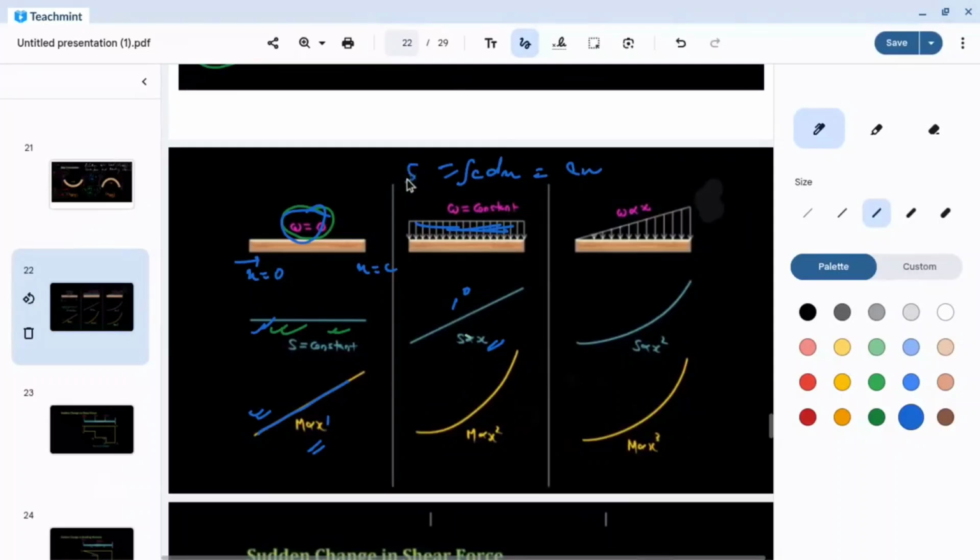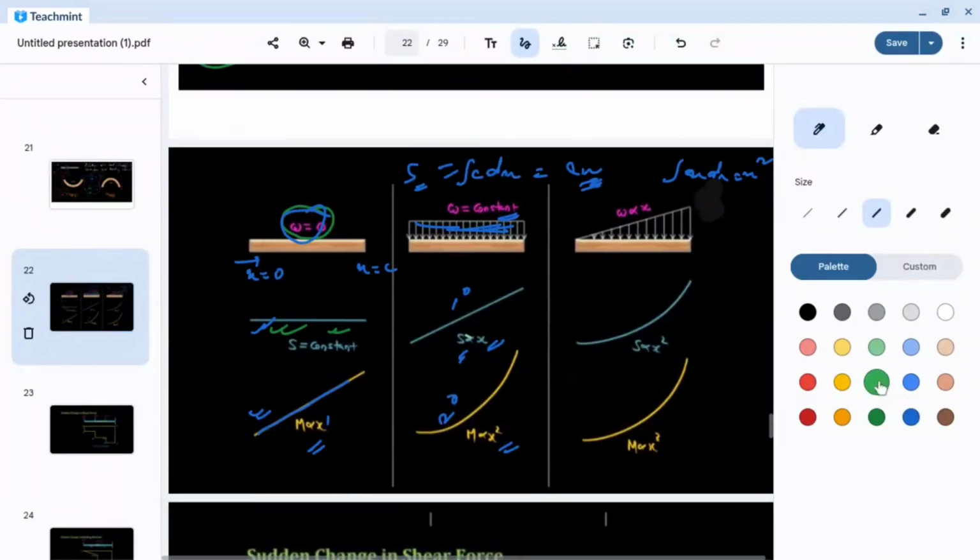Your shear force value is varying with x. Shear force is varying with x. So again, this is cx, and again integration of x dx becomes x square. So M is becoming x square. So when w is constant, shear force is linear, 1 degree, and bending moment is 2 degree. Bending moment is 2 degree.